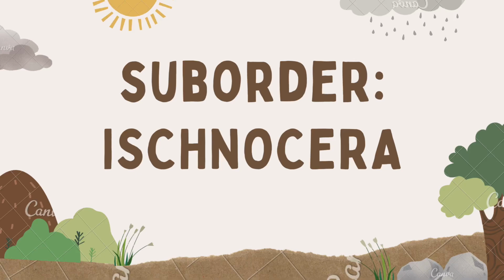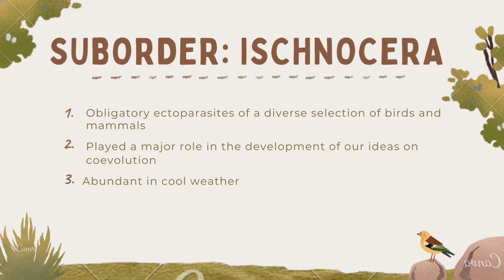Suborder Ischnocera. These lice are permanent obligatory ectoparasites of a diverse selection of birds and mammals with a worldwide distribution. Historically, they played a major role in the development of our ideas on coevolution. They feed mostly on skin, hair, and feather debris, but sometimes feed on blood as well. Lice tend to be abundant in cool weather or on animals stressed by poor nutrition or overcrowding.